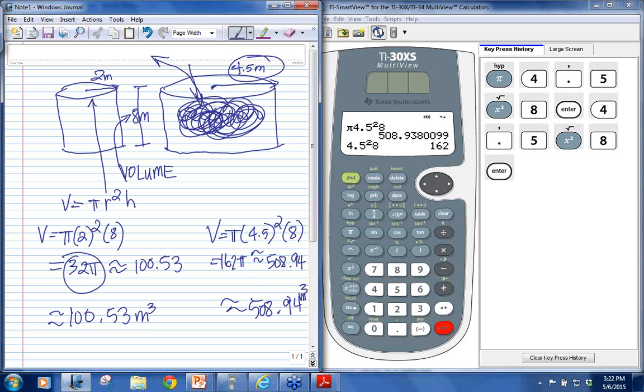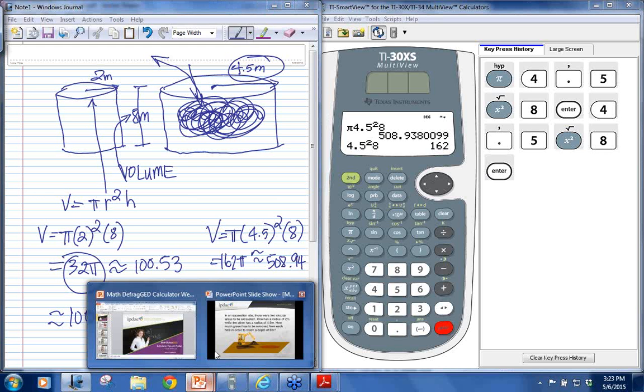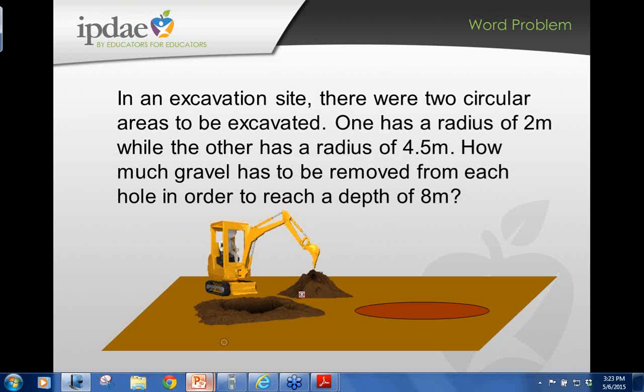Yes, and you would notice as well that the given answer in the handout is automatically rounded to 509. That was just raised by one of our participants. Thank you so much for pointing that out. All right, let's go back to our presentation.